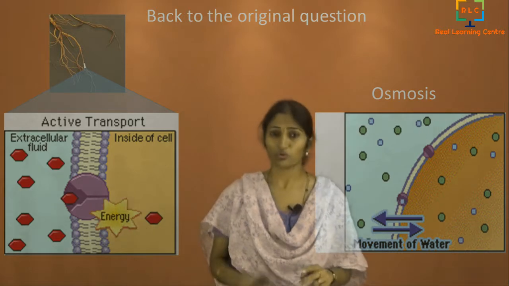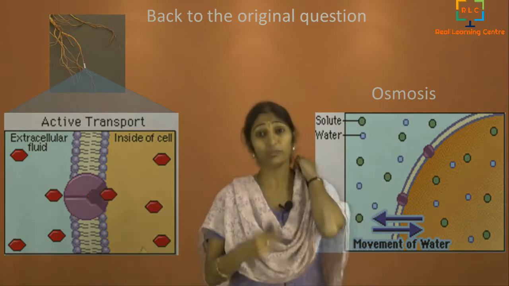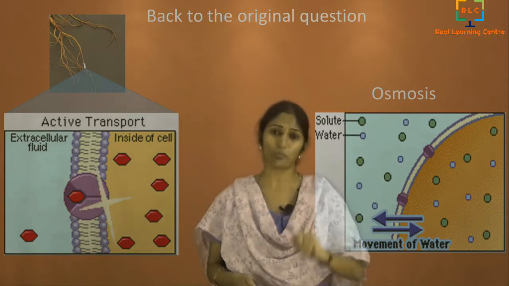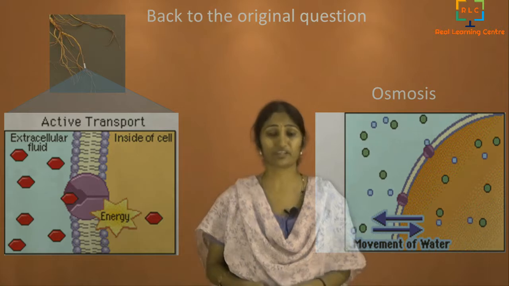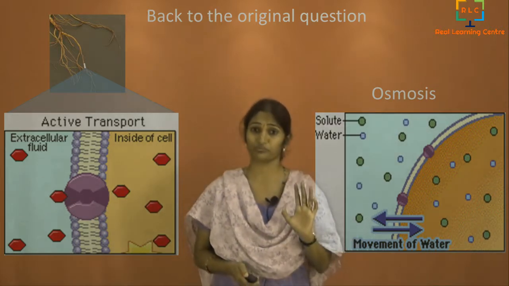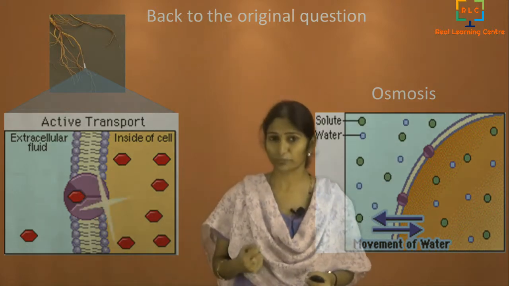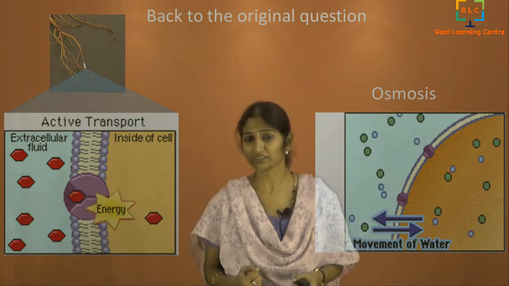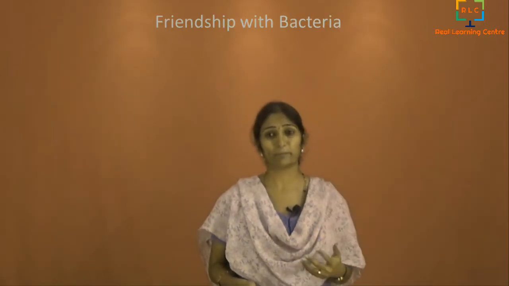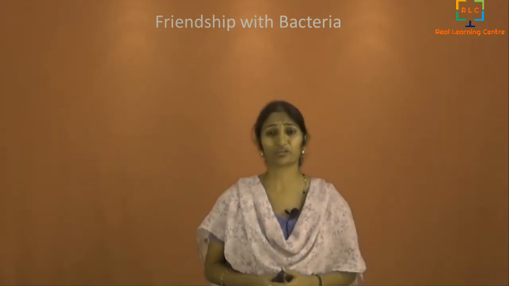However, when I'm talking about all these minerals, there is one very important food component which the plant does not get, and that is nitrogen. Now to get the nitrogen, do you know what the plant does? The plant develops friendship with bacteria.